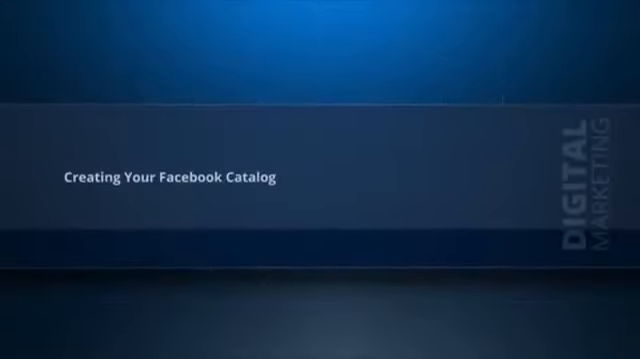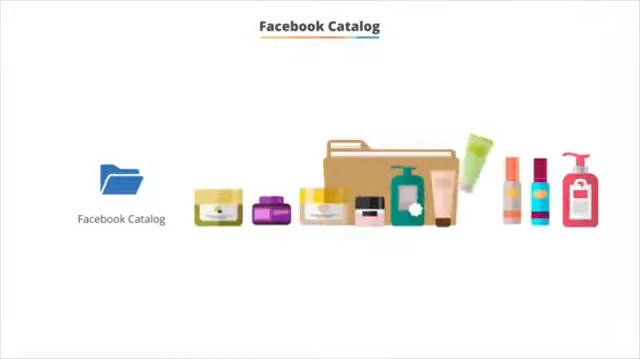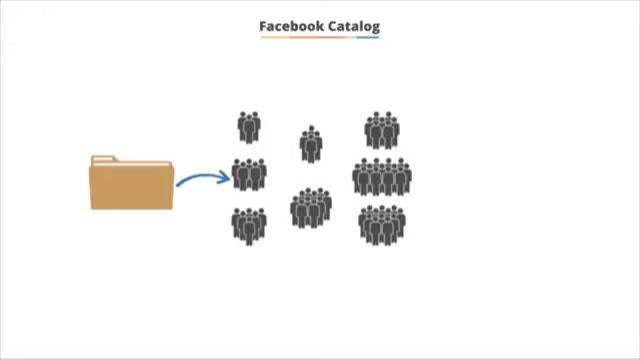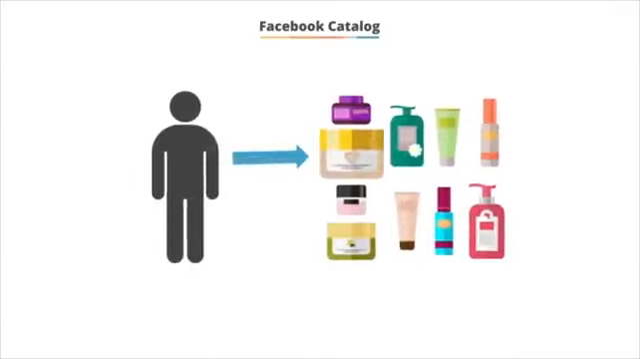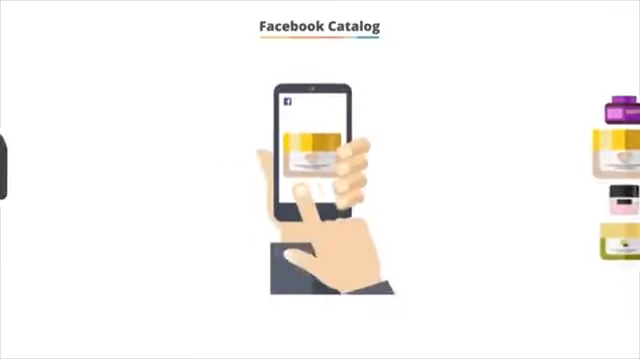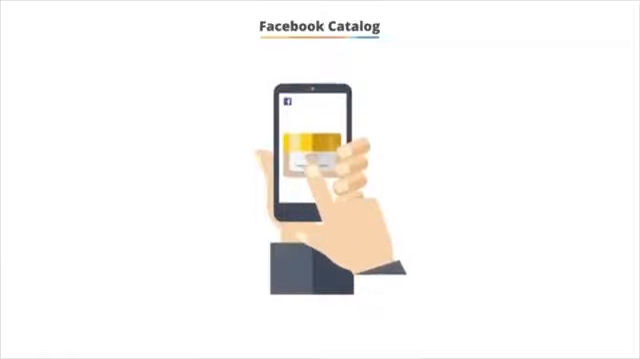Creating your Facebook catalog. To expand the capabilities of your Facebook shop, you should use or set up a Facebook catalog. Consider this catalog as a folder with all the products you want to promote and advertise. Once you've set up your Facebook catalog, you can target people with specific product ads based on their browsing behavior in your shop. For example, when somebody clicked on a specific product in your shop, you can target them with an ad for that product the next time they are on Facebook.